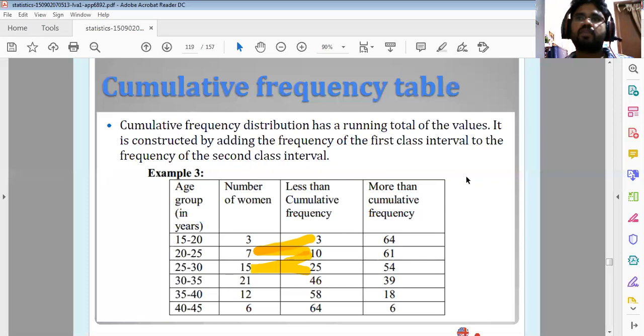So this is less than cumulative frequency, and then more than cumulative frequency. For more than cumulative frequency, we have to put 64 here. 64 minus 3, 61. 61 minus 7, 54. 54 minus 15, 39. 39 minus 21, 18. 18 minus 12, 6. Okay, this is less than cumulative frequency and more than cumulative frequency.